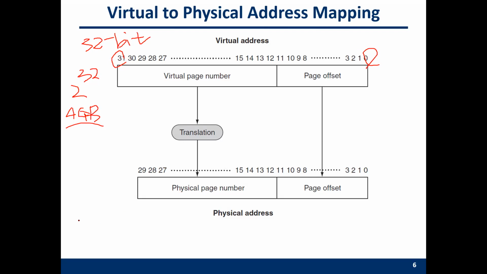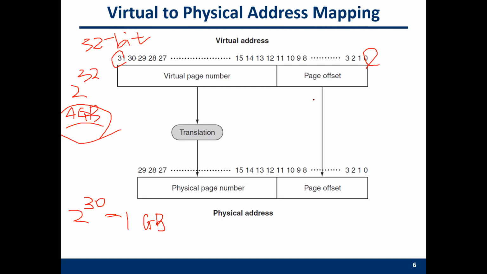But you can see that the physical address is only 30 bits, 2 to 30, which is 1 GB. Nowadays you can also find this case on your mobile phone. For example, your mobile phone only has 1 GB memory, but some application like Instagram may allocate 4 GB to store pictures or images.